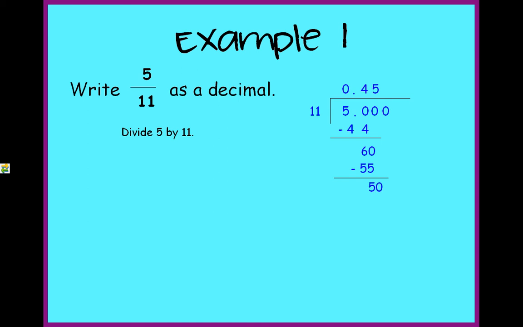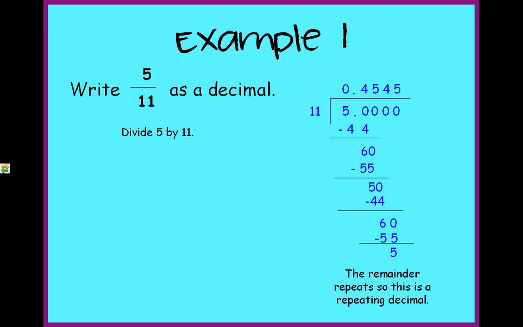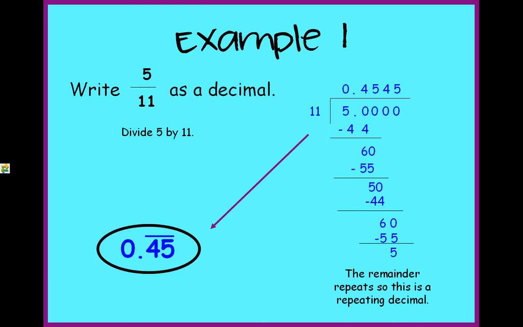11 goes into 50 4 times. 11 times 4 is 44. When you subtract, you get 6. Add a 0, bring it down. 11 will go into 60 5 times. When you subtract, you get 5. Okay, you're noticing a pattern here. This remainder repeats, so this is a repeating decimal. So to write 5/11ths as a decimal, you may write it as 0.45 repeating.